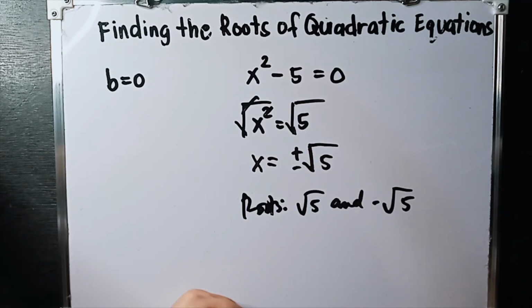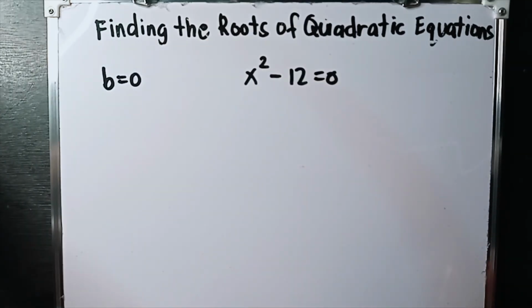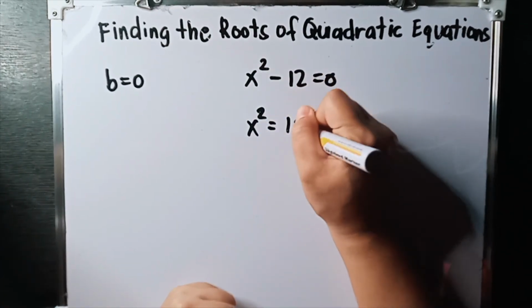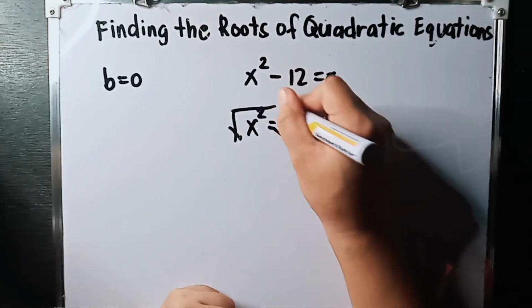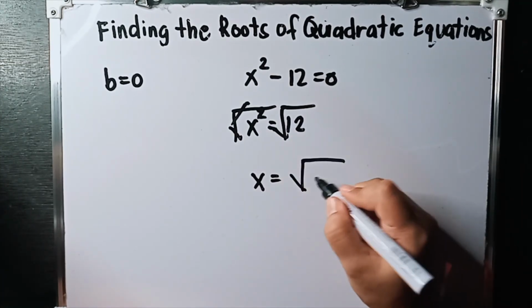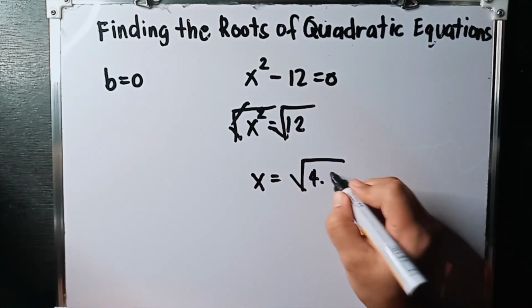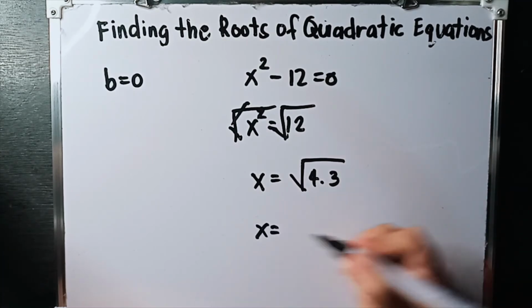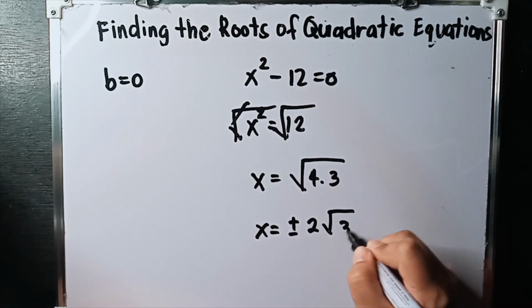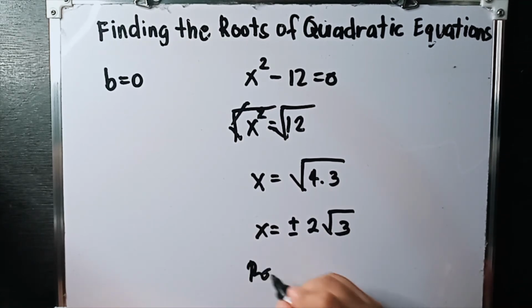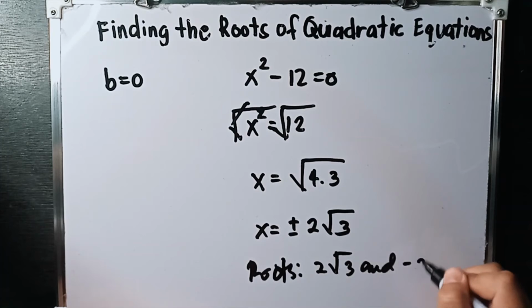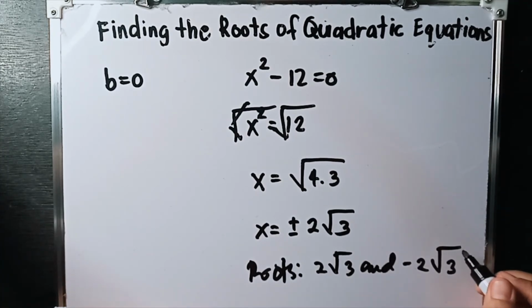Okay? Here's another one. Okay, how about x squared minus 12? So, again, we have x squared. Lipat mo si 12. Negative 12 magiging positive 12. Square root natin yung magkabila. Cancel yung squared. We have x equals. Remember that inside 12, we have factors na perfect square, which is 4 times 3. So, it means yung x mo ay magiging, so, labas mo yung 4. We have positive negative 2 square root of 3. So, ito na yung mga roots. So, roots are 2 square root of 3 and negative 2 square root of 3. Okay?